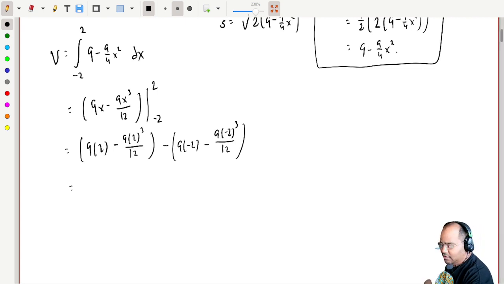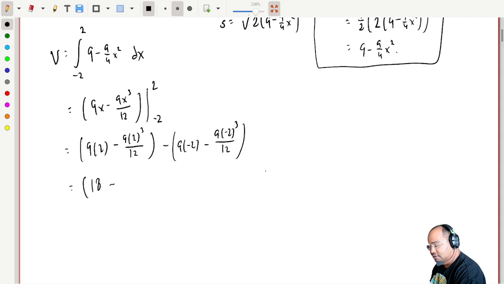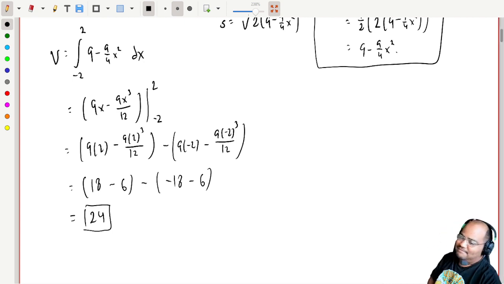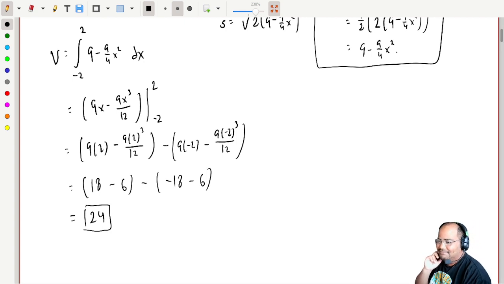Okay. Well, let's go ahead and see what this gives us. 9 times 2 is 18. 2 cubed is 8. 9 times 8 is 72. And 72 over 12 is 6. And it turns out we'll get the same sort of thing here. Okay, 18 minus 6 is 12, and there's 2 of them. Our volume is 24 cubic units. We're done here. And that's how we handle this basic slicing method.